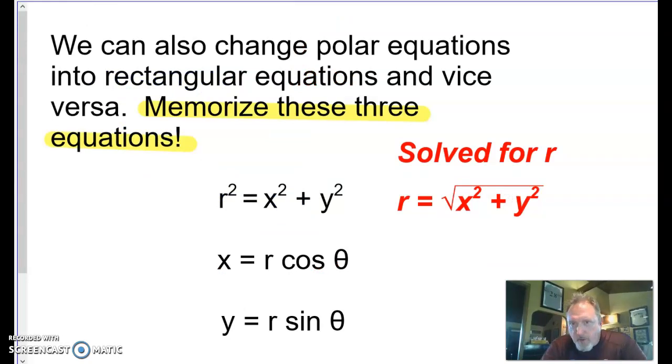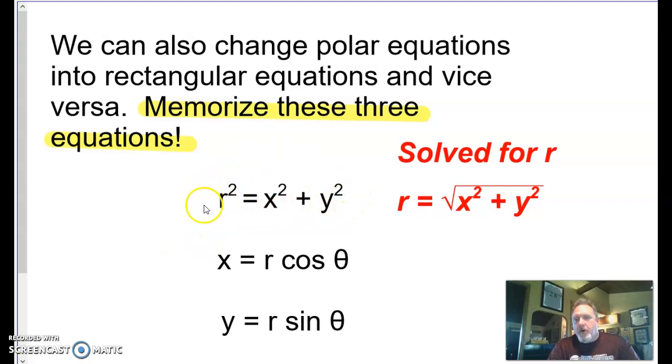We can also change polar equations into rectangular and vice versa, so that's what we're going to focus on these last couple slides. There are a couple things that you are going to want to write in your notes. Make sure you have down your notes and make sure that you remember, and that's these three right here. We know this from yesterday or from part 1. X is r cosine theta, y is r sine theta.